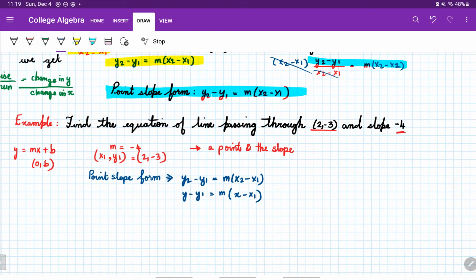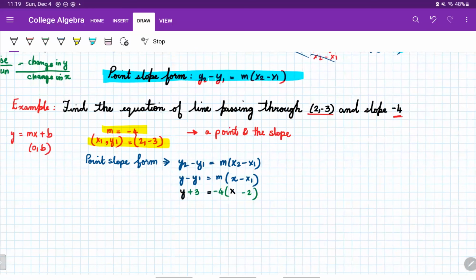Now here we already have the value for m and x1 and y1. All we need to do here is plug in the values. So instead of m here, we have -4. And instead of x1 here, we have 2. And instead of y1 here, we have -3, so minus y1 becomes plus 3. So y plus 3 equals -4 times (x minus 2).